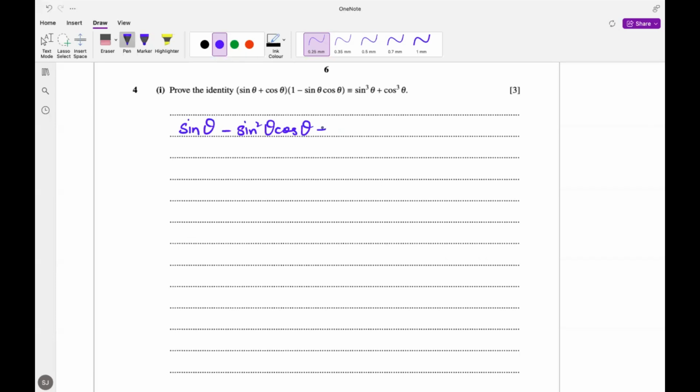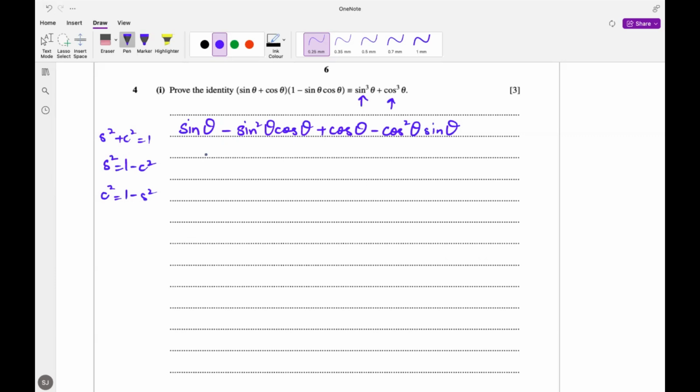Cos theta multiplied by 1 will be cos theta, minus cos theta multiplied by sine cos, which will become cos squared theta sine theta. Now, as we need to bring it to sine cube and cos cube, we need to look for the identity where sine squared can be written as 1 minus cos squared and cos squared is written as 1 minus sine squared, as we know that sine squared plus cos squared equals 1.